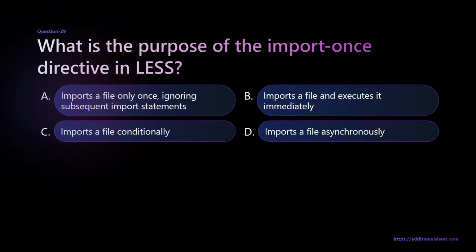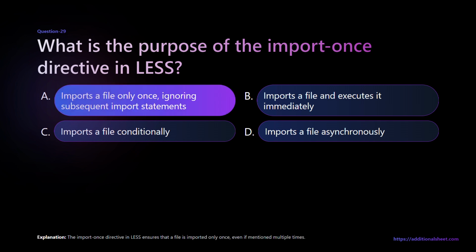What is the purpose of the import once directive in Less? Option A, imports a file only once, ignoring subsequent import statements. Option B, imports a file and executes it immediately. Option C, imports a file conditionally. Option D, imports a file asynchronously. The correct answer is option A, imports a file only once, ignoring subsequent import statements.